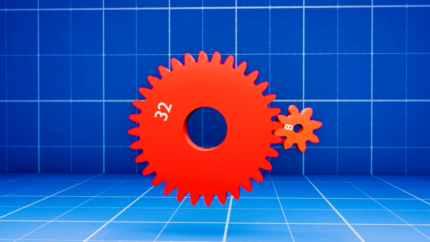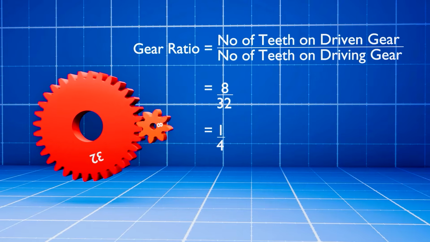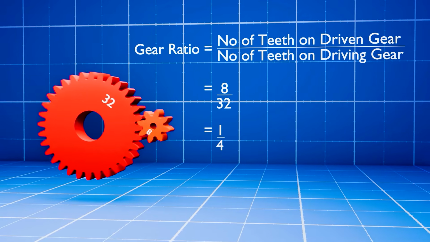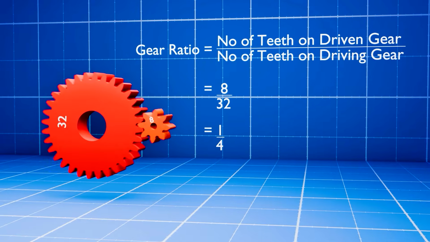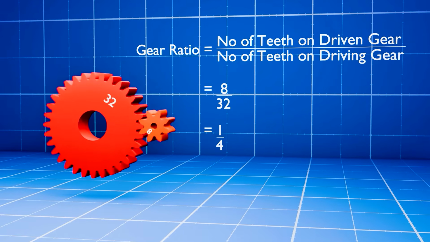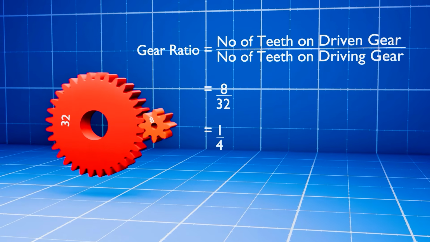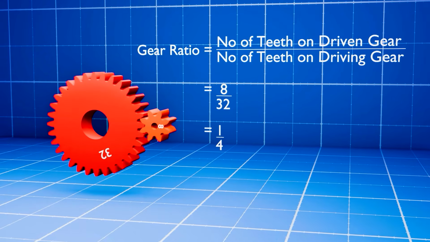This relationship between gear size, speed, and torque can be represented by a simple mathematical formula known as gear ratio. You divide the number of teeth on the driven gear by the number of teeth on the driving gear to determine the ratio. In our example with 8 teeth divided by 32 teeth, we get a gear ratio of 1 to 4. This means the small gear spins 4 times faster than the large gear.